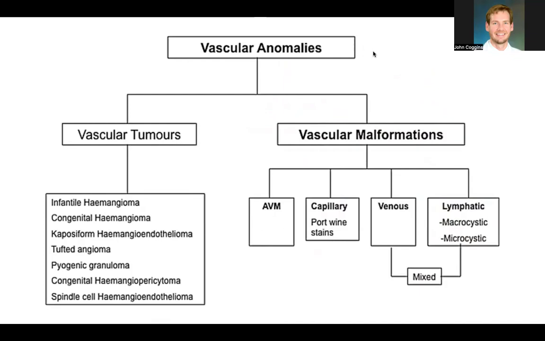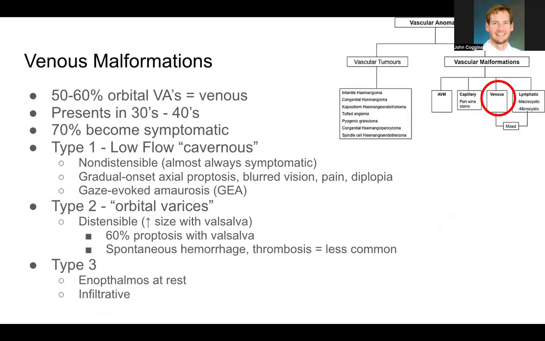This is our basic breakdown of the different vascular anomalies. Remember, under the tumors category would be hemangiomas, which is the large chunk of that, and then the vascular malformations would be AVMs, capillaries, venous, and lymphatic. And we're going to start with the venous malformations of the eye because these are the most common.